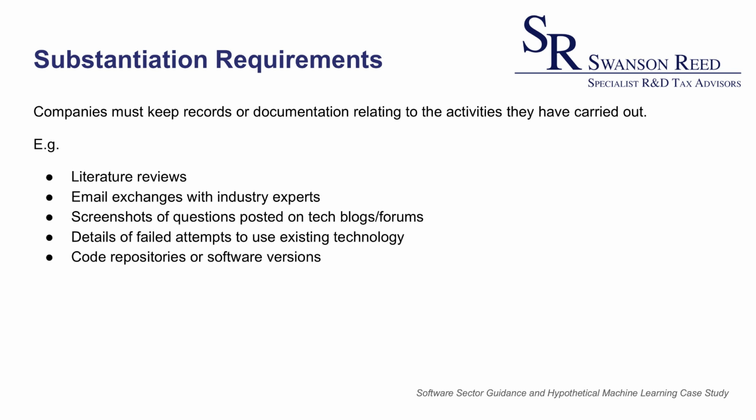Companies need to keep records or documentation relating to the activities they have carried out. These can include internal records such as screenshots, instant messaging histories, and exported content from task tracking or project management tools. More formal examples include literature reviews, email exchanges with industry experts, screenshots of questions posted on tech blogs or forums, details of failed attempts to use existing technology, and code repositories of software versions.